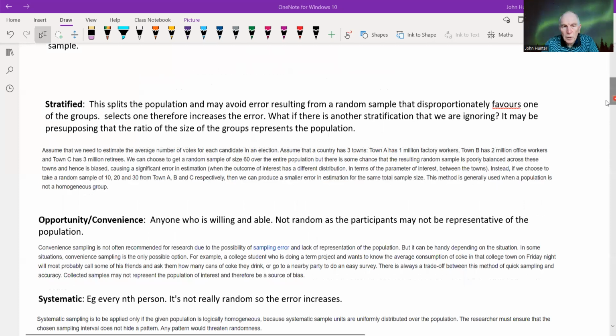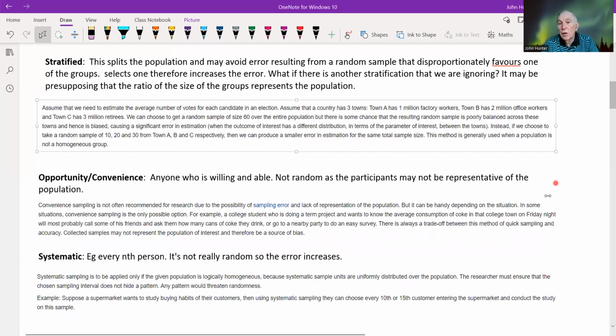There are basically lots, but we're just dealing with a few here, the ones that are likely to come up at this level. Stratified, let's just go straight into this. The idea of stratified is to split the population and then avoid an error resulting from a random sample that disproportionately favors one of the groups.